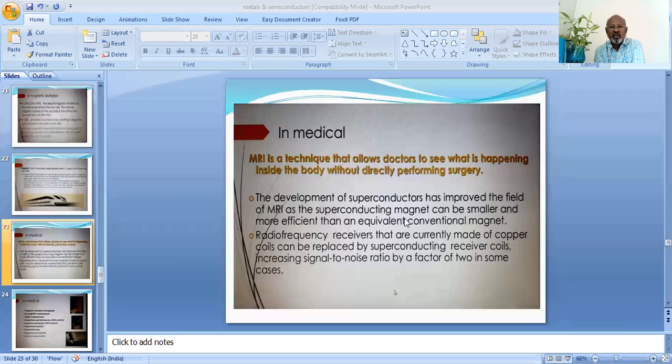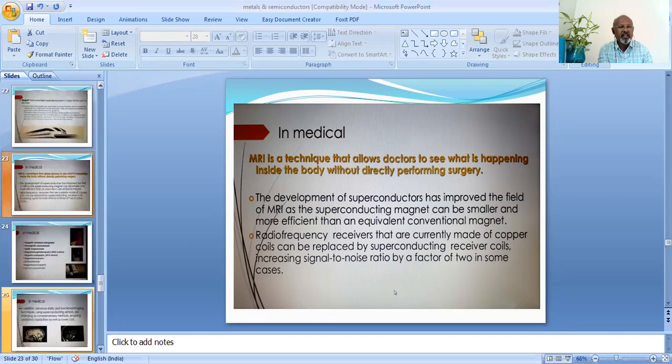The development of superconductors has improved the field of MRI, as the superconducting magnet can be smaller and more efficient than an equivalent conventional magnet. Very small magnets are used, which are based on the superconducting property. The radio frequency receivers, currently made of copper coils, can be replaced by superconducting receiver coils, increasing the signal to noise ratio by a factor of 2 in many cases. So this is again the medical field where these superconducting materials are used.